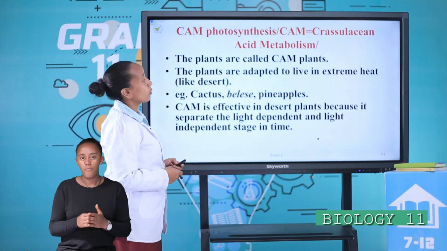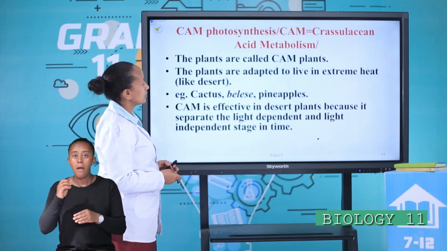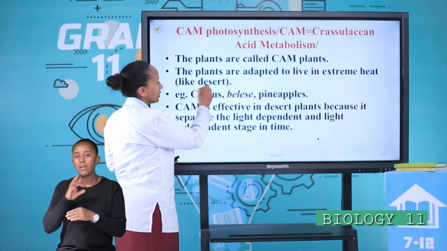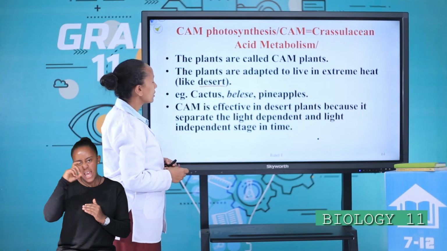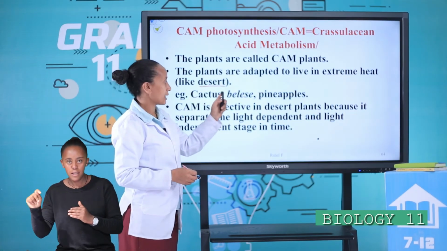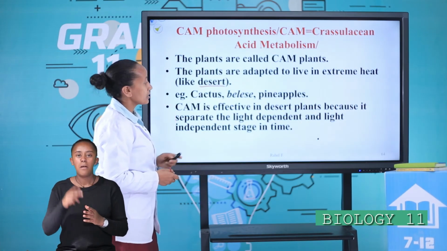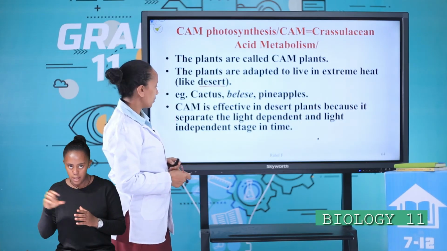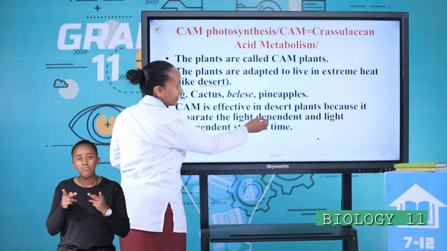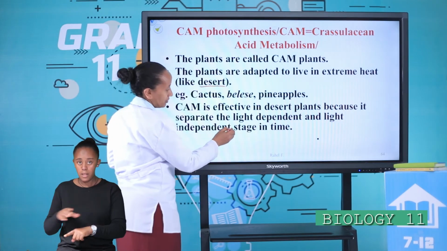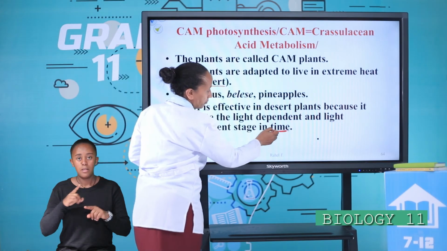The plants are called CAM plants. These plants are adapted to desert environments. You can take examples such as cactus, pineapple, and so on. CAM is effective in desert plants because it separates the light-dependent and light-independent stages in time.